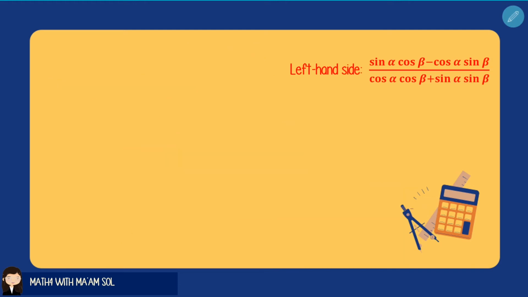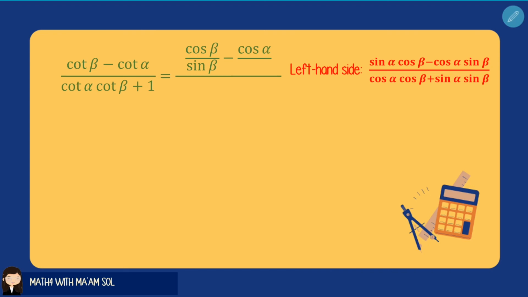We are taking the expression in the left-hand side and we'll just put it here on the side for easier reference. Now we will manipulate the right-hand side. The expression is cotangent beta minus cotangent alpha all over cotangent alpha cotangent beta plus 1. We know from the ratio identities that cotangent is equal to cosine over sine. So we will express all cotangents as such. So we have cotangent beta is cosine beta over sine beta. Cotangent alpha will be cosine alpha over sine alpha. All over, again, cosine alpha over sine alpha times cosine beta over sine beta plus 1.